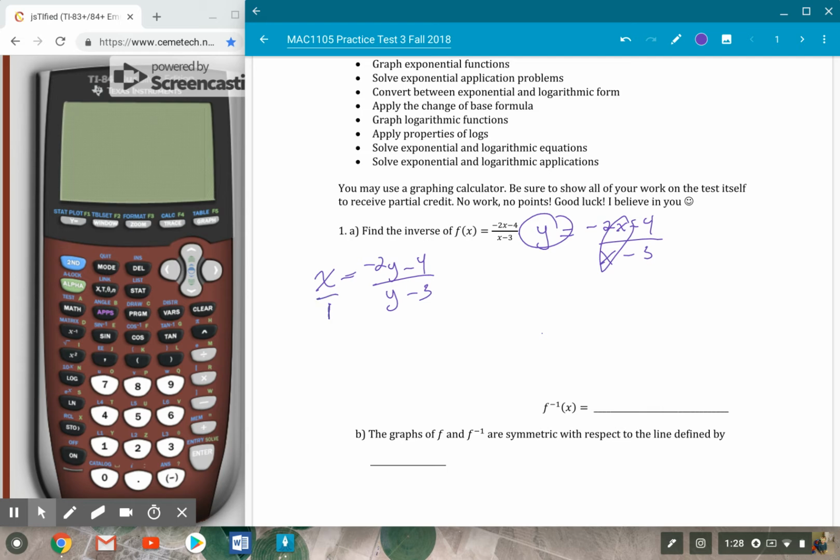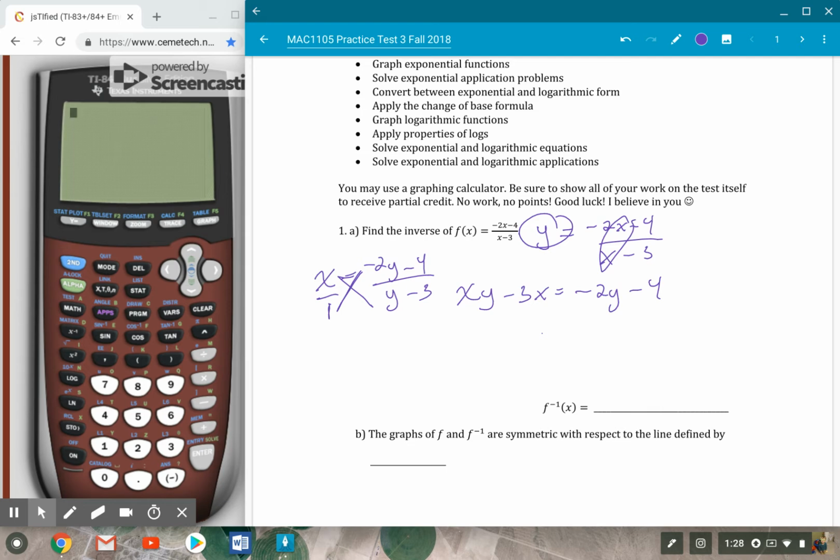So I'll put the x over 1. That way I have a fraction on the left and a fraction on the right, and I can just cross multiply. So I'll say x times y minus 3. That will give me xy minus 3x equals 2. When I cross multiply the 1 times the negative 2y minus 4, I get, once again, negative 2y minus 4.